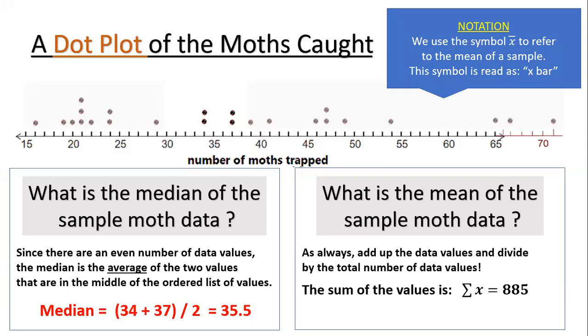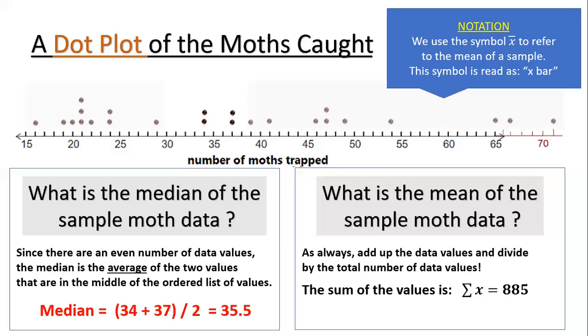In statistics, when we want to talk about the average or the mean from a sample, we use the symbol X with a line over it. And this is read as X bar. X bar refers to the mean of a sample, whereas mu, the Greek letter that we saw earlier, talks about the mean of an entire population.